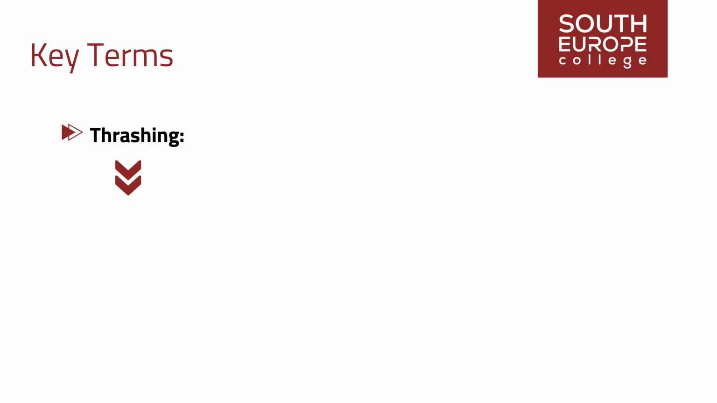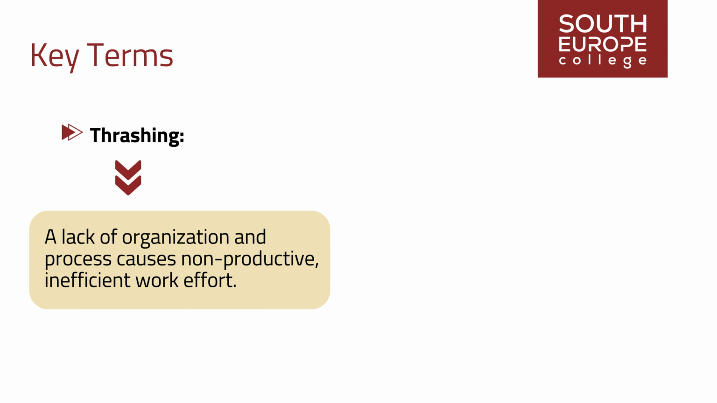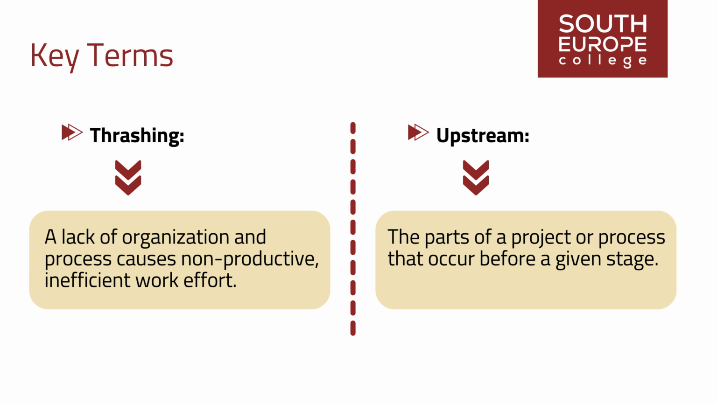Thrashing. A lack of organization and process causes non-productive, inefficient work effort. Upstream. The parts of a project or process that occur before a given stage. For example, design is generally upstream to execution. Contrasts with downstream.